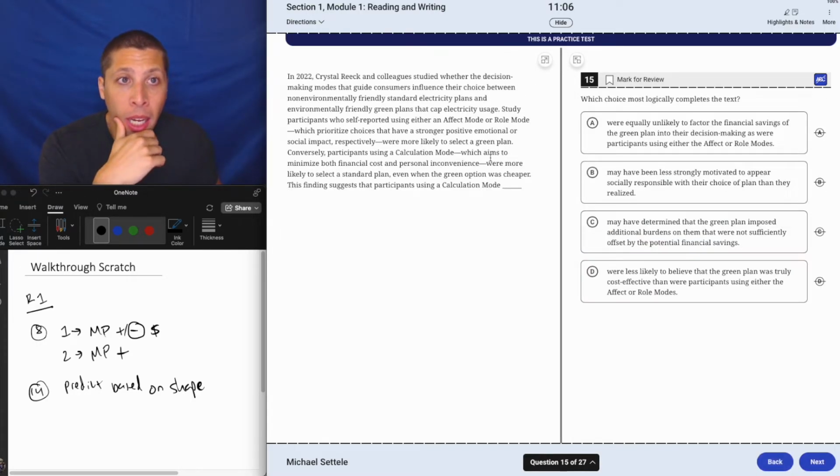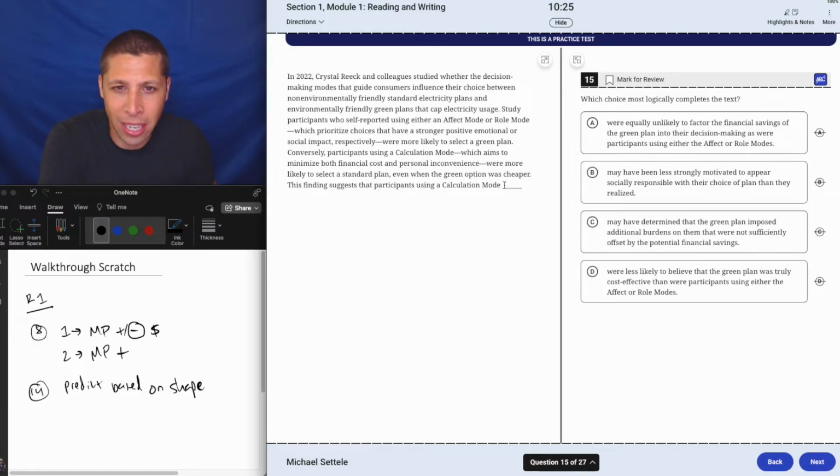Yeah. All right, we got 10 minutes, so we got plenty of time. This is typical first module. You'd have plenty of time if you've been studying. In 2022, Crystal Reek and colleagues studied whether the decision-making modes that guide consumers influence their choice between non-environmentally friendly standard electricity plans and environmentally friendly green plans that cap electricity usage. Study participants who self-reported using either an effect mode or role mode, which prioritize choices that have a stronger positive emotional or social impact respectively, were more likely to select a green plan. Conversely, participants using a calculation mode, which aims to minimize both financial cost and personal inconvenience, were more likely to select a standard plan, even when the green option was cheaper.